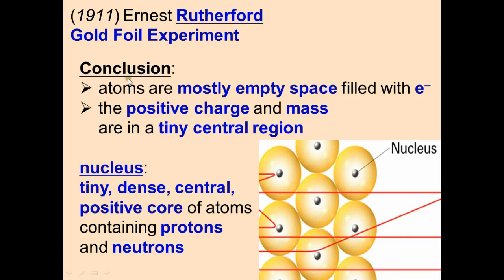And so he reached the conclusion that atoms are mostly empty space filled with electrons, and the positive charge and mass are in a tiny central region, which is called the nucleus. And this is what, in fact, deflected the particles. That's why atoms block light or alpha particles when you do this type of experiment.